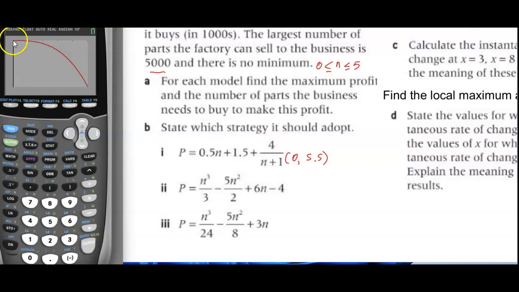Okay, so it looks like the maximum profit is also at 0. Let's look at the table. Yeah, so the maximum profit is the second one. The highest profit is -4, which occurs also at 0. Okay. These are terrible. Okay, what about the third one?